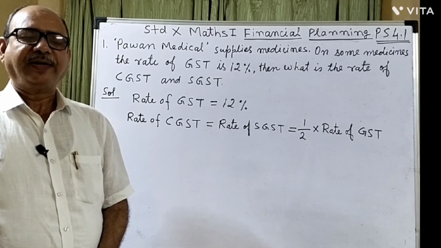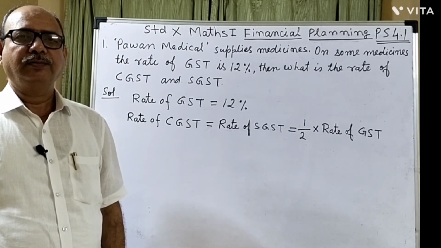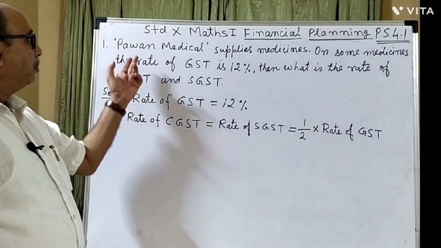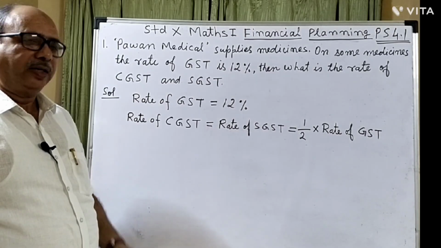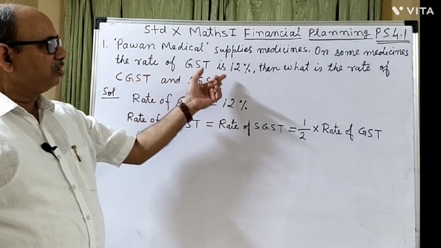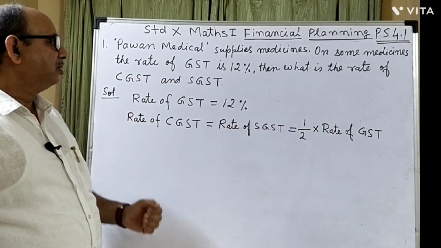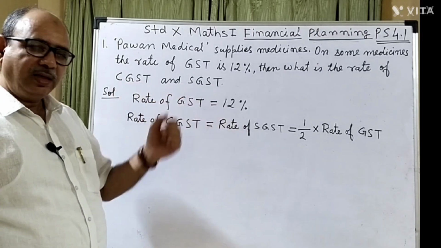Let's solve questions from practice set 4.1. First question is, Pawan Medical supplies medicines. On some medicines, the rate of GST is 12%. Then what is the rate of CGST and SGST?